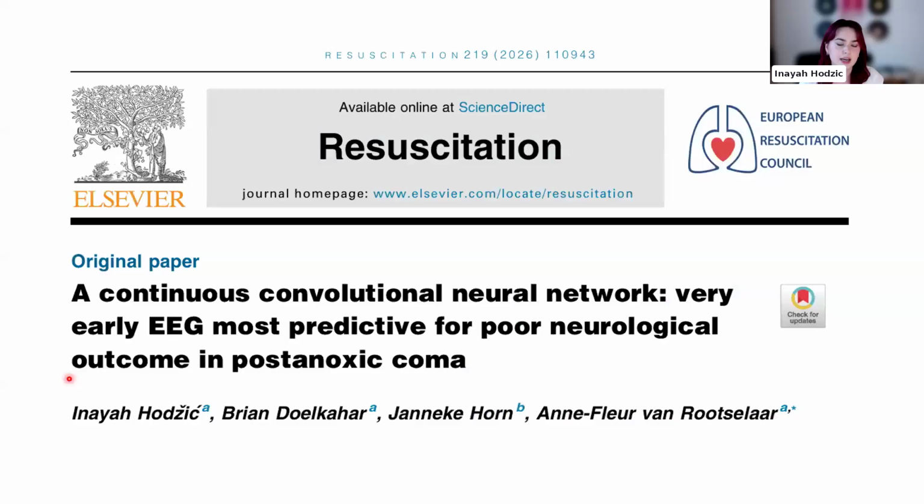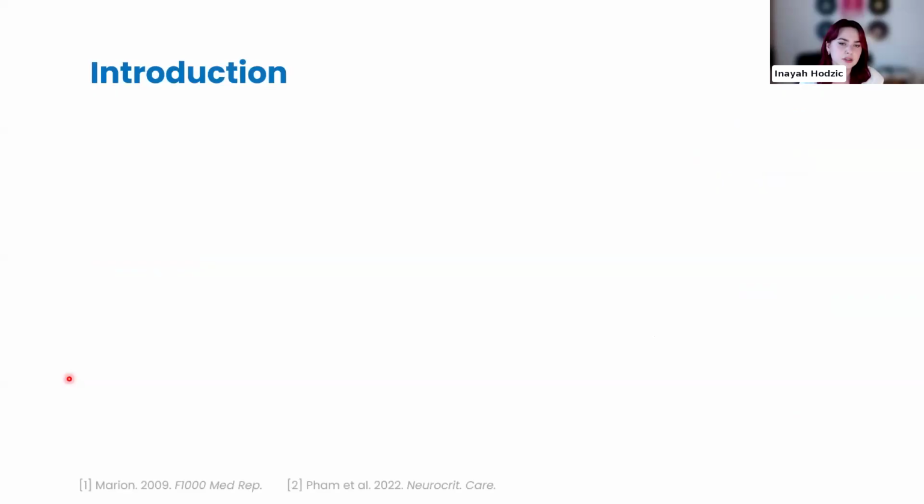And today I want to particularly highlight one of our more recent works, which was a poor neurological outcome prediction in postanoxic coma using deep learning, so what we termed a continuous convolutional neural network. And to get into it immediately, a little bit of context about postanoxic coma before we begin, for those who might not be completely familiar with it.